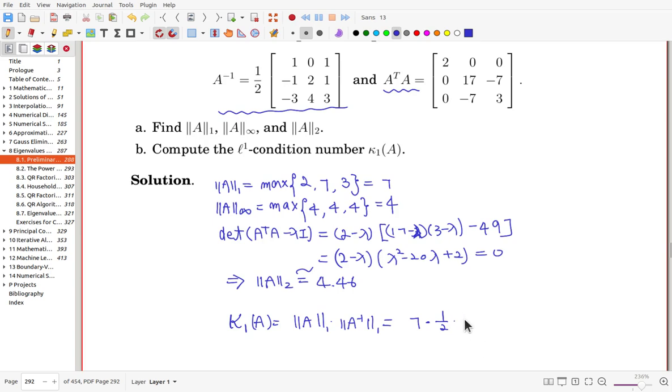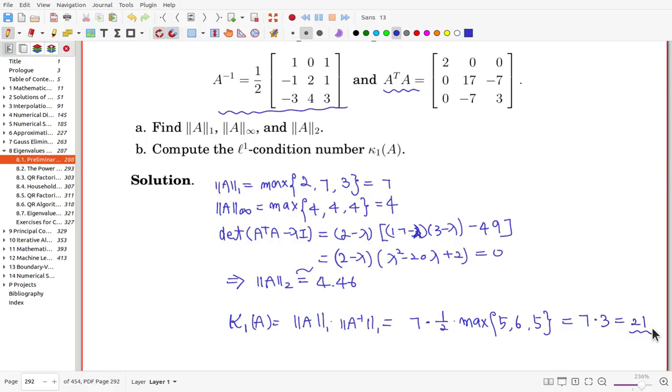And then, now it's the 1 norm, so that is the maximum of vertical summation. That is 5 from the first column, and from the second column there is 6. From the third column, again 5. So the maximum is 6, along with the half, so 3. So that is 7 times 3, which is 21. So the condition number in L1 norm is 21.